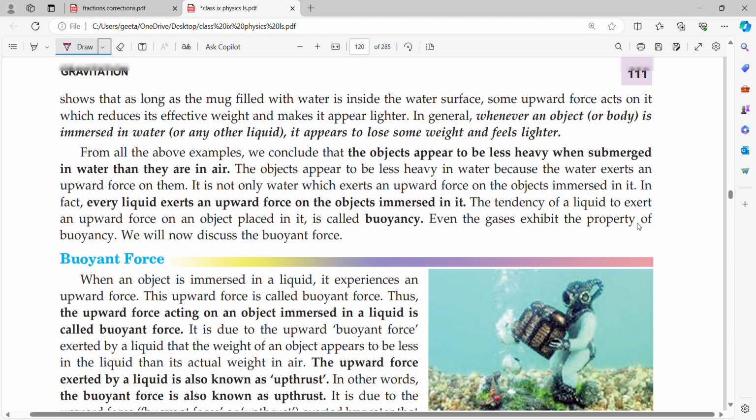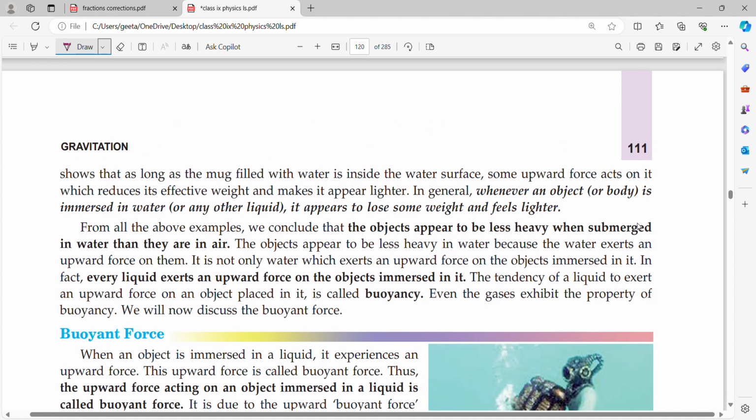I'll give you more examples of it so that you can understand it. But the main thing which you have to learn is the definition part and all that. Okay? So, whenever you immerse any object in a liquid, in water or in any other liquid, it will lose some weight and you will feel lighter. Have you observed this? Suppose a plastic mug is there in your hand. Inside the water it will appear lighter to you, but outside in air it will appear heavier. Have you seen this?